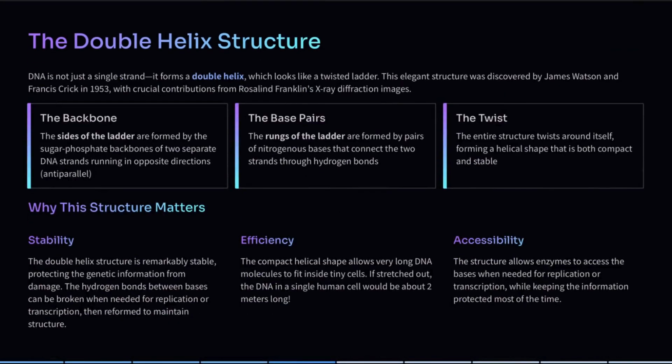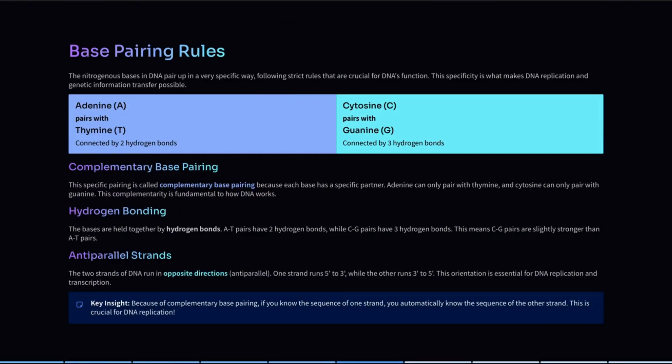Now here's where things get really interesting. DNA is not just a single strand, it forms a double helix structure, which looks like a twisted ladder. The sugar-phosphate backbone forms the sides of the ladder, and the nitrogenous bases form the rungs. But these bases don't pair randomly. There are specific base pairing rules. Adenine always pairs with thymine, and cytosine always pairs with guanine. This happens because of hydrogen bonding. Adenine and thymine form 2 hydrogen bonds, while cytosine and guanine form 3, making that pair slightly stronger.